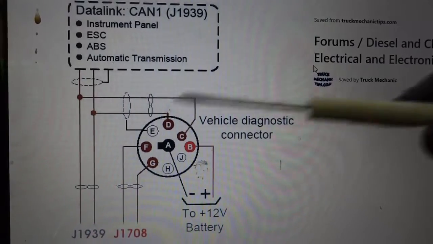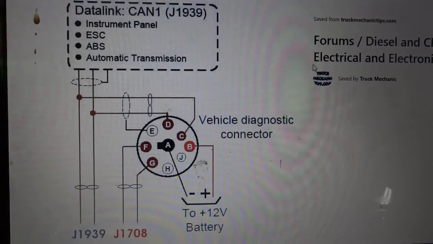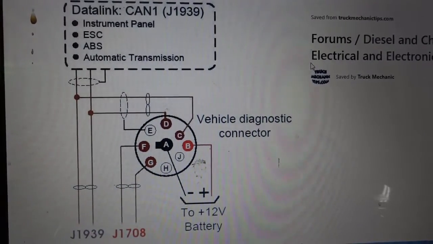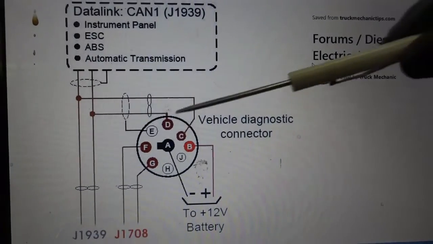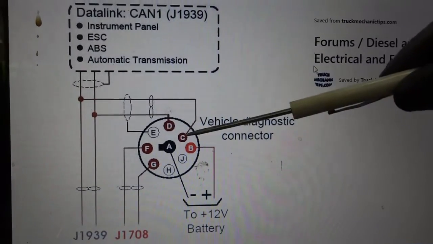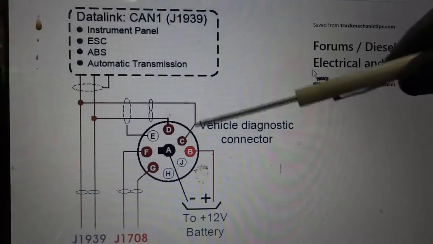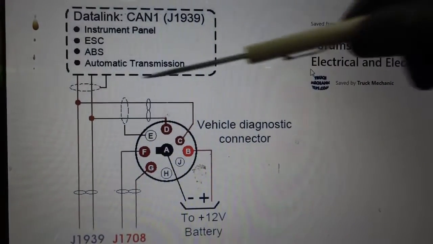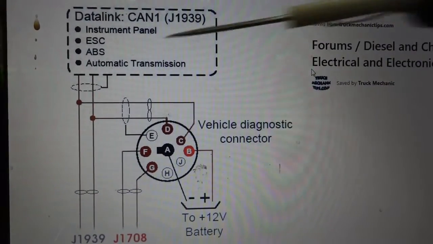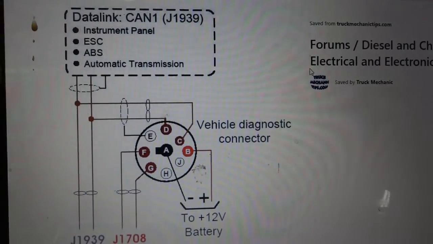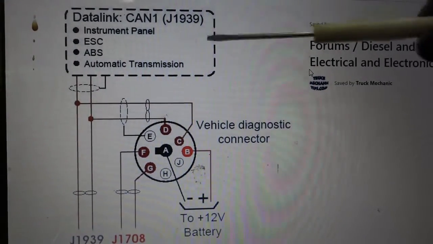All right, here is our data link connector. It is a 9-pin data link connector. So we're gonna focus on pin D and pin C. As you can see, D and C are our pins for the CAN bus system, so the J1939 network.